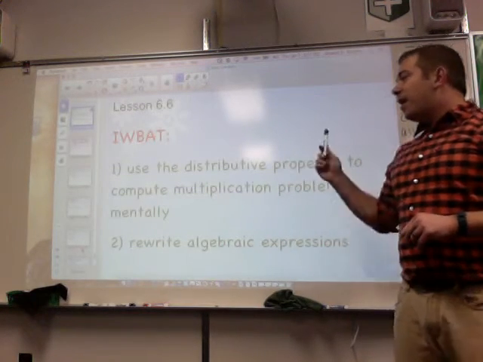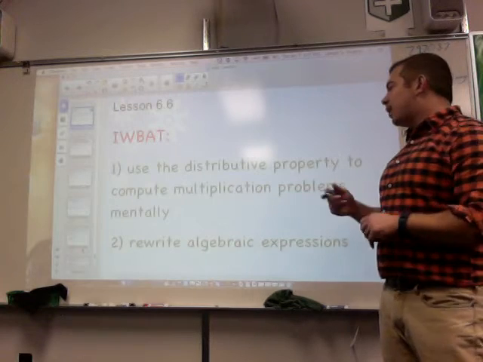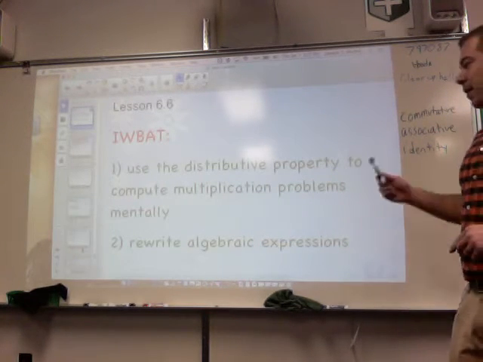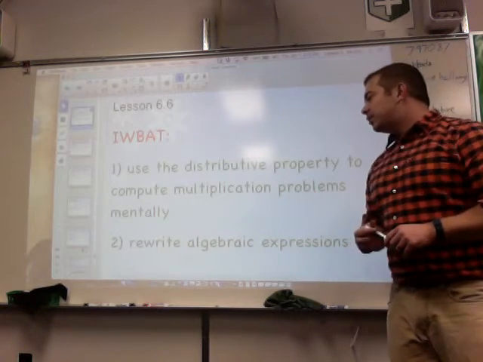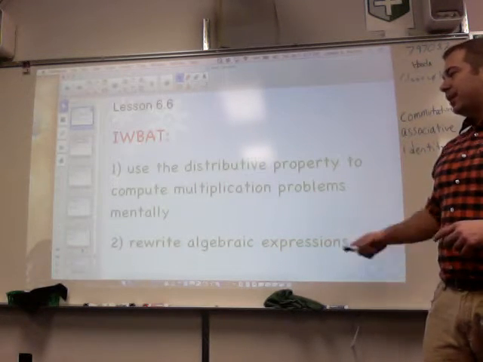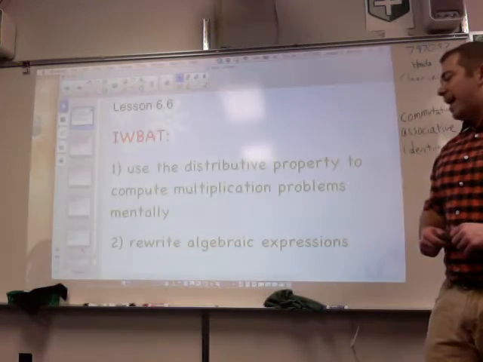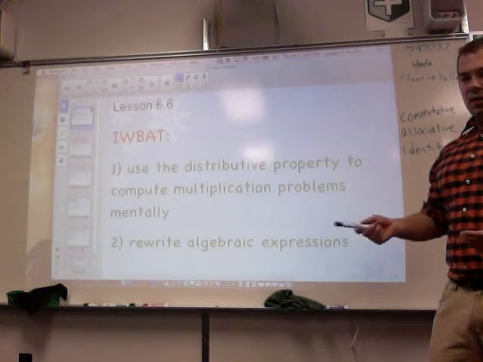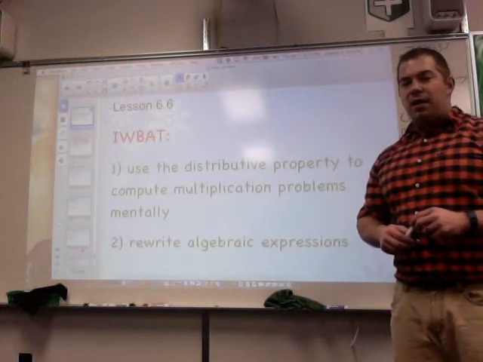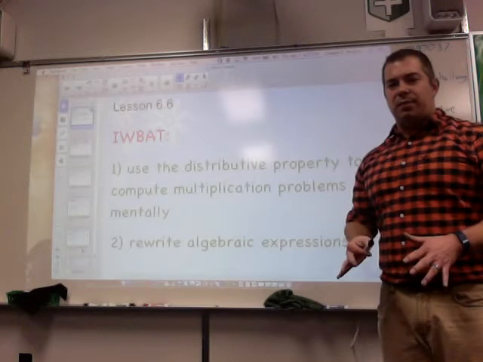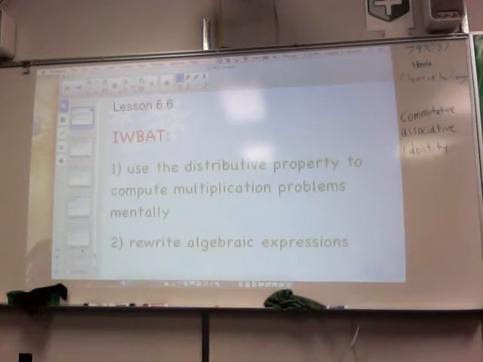Here's your objective. I'll be able to use the distributive property, another property. We went over three yesterday, now we have another one, to compute multiplication problems mentally. Then, we have a second one actually. We're going to be able to rewrite algebraic expressions. So we have two objectives, and it's kind of a three-parter. So stay with me, and I think you'll do a pretty good job.